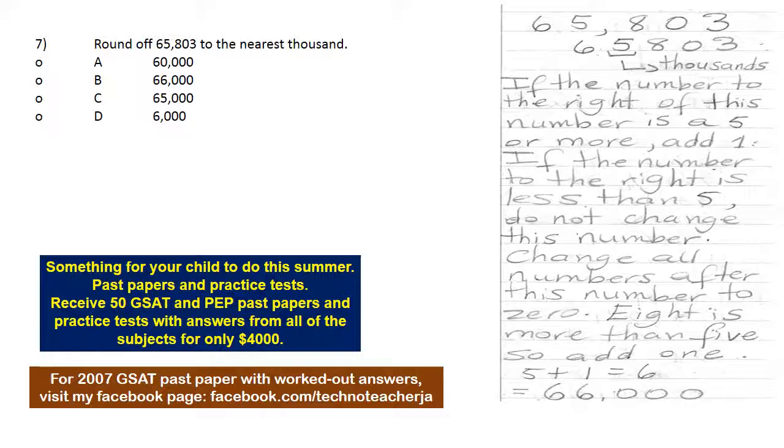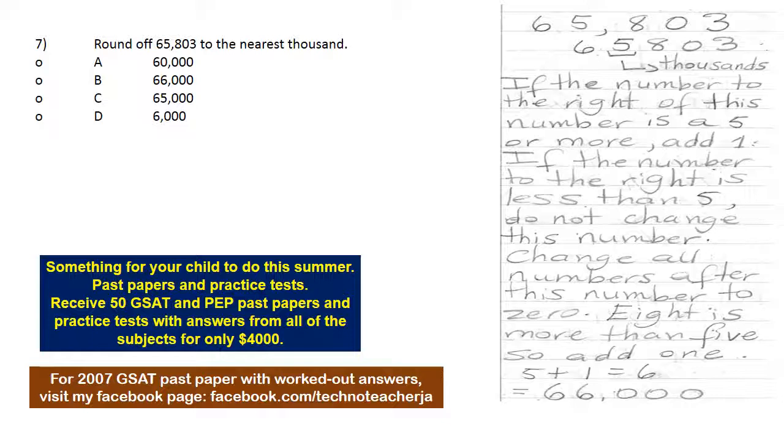Okay, the reason why you use 5 as a number is because 5 is the halfway number between 10. 500 is a halfway number between 1,000. 50 is a halfway number between 100. So that is why I use 5 as the number as your guide.